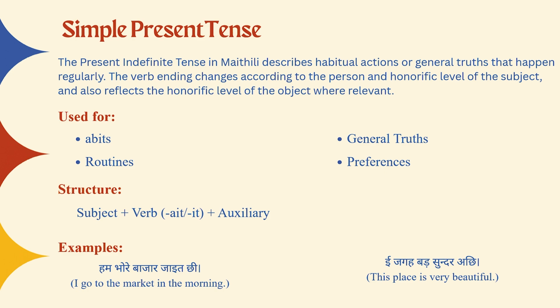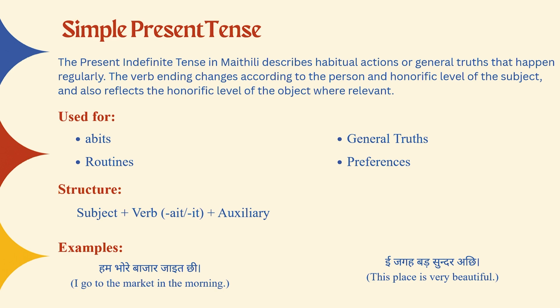Structure is something like subject plus verb root, where the suffix ait or it is attached, plus the auxiliary which carries the person and honorific marker. Examples: Ham bhore bajar jaichi. I go to the market in the morning. It's a general statement. Whoever is saying this goes to market every day or maybe regularly in the morning.